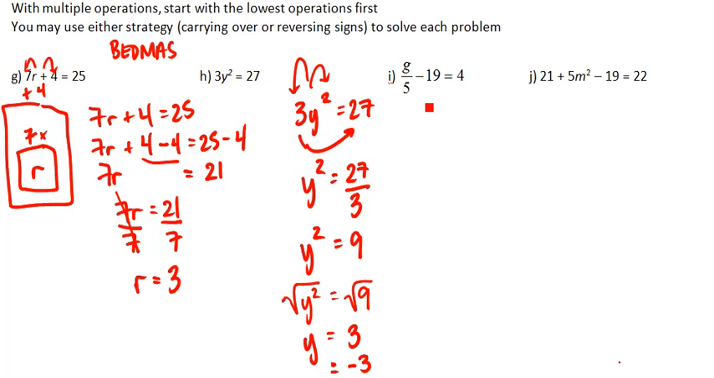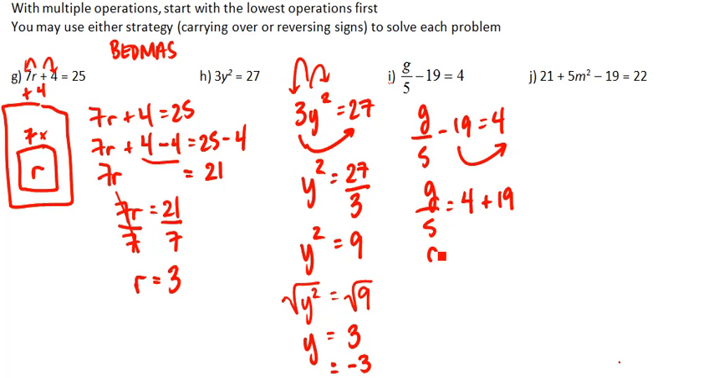Letter i works the same way. g divided by 5 minus 19 equals 4. Well, I have a division here and a subtraction here. According to BEDMAS, I have to work backwards when I am unwrapping, so I undo this addition and subtraction first. I'll carry over this time. So g over 5 equals 4. Now the negative 19 becomes plus 19. g over 5 equals 23.